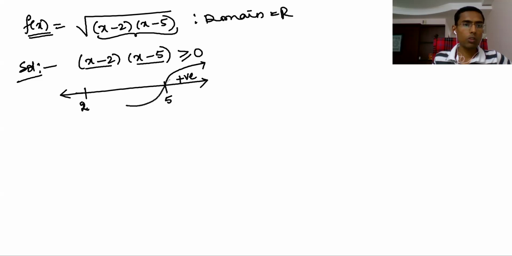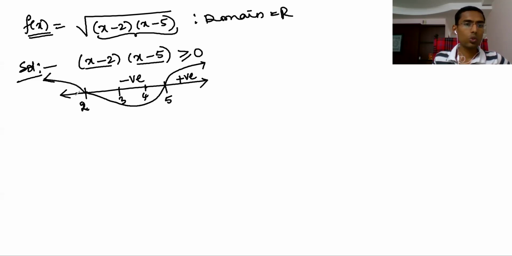Now you take in between, less than 5. Less than 5 means, say, 4 or 3 you take. If you take that now, this is negative, this is positive. More than 2 and less than 5, that is negative. The expression value is negative. If you take 4, it will not satisfy this equation. 4 will not satisfy this inequation. This is called an inequation.